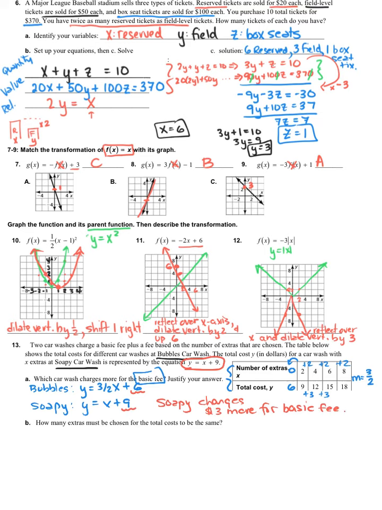Okay, how many extras must be chosen for their cost so that it doesn't matter which one you go to? So we set these two equations equal to each other, and you solve. So again, if you don't like fractions, although 3/2 isn't that bad, you could just multiply everything by 2. So 3x, because the 2's will cancel, plus 12 equals 2x plus 18. Subtract 2x from both sides, subtract 12. So it would require 6 extras in order for the two costs to be the same.